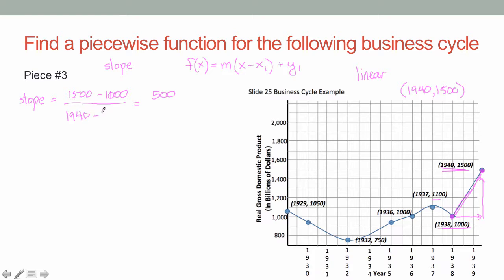1940 minus 1938 means over this 2-year period, we increased by $500 in GDP, or for an average rate of $250 billion per year. Remember, slope is a rate. It's telling you what's happening over and over and over again. So for this little stretch right here, on average, our GDP increased by $250 per year. $250 billion per year.